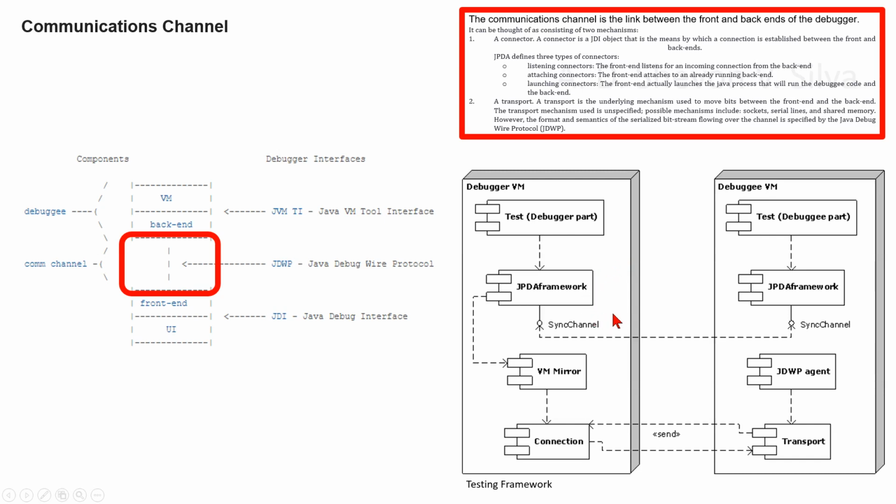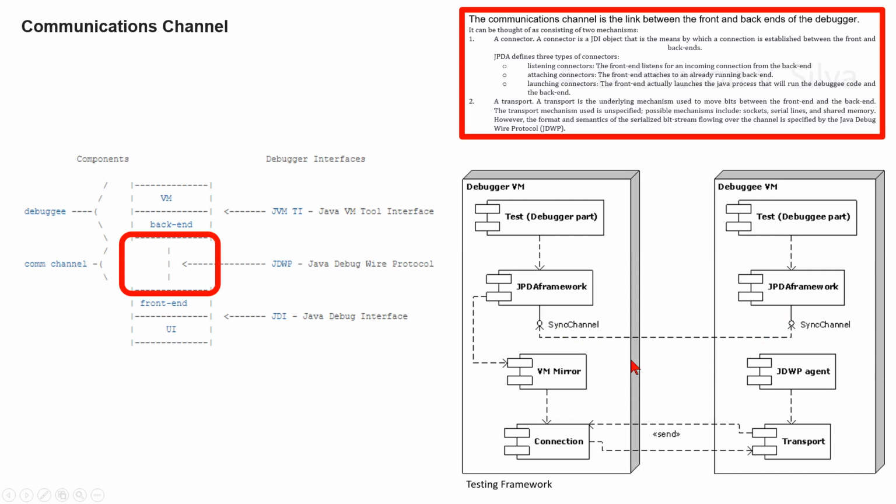One, the JUnit framework launches a test that initializes the JPDA testing framework. Two, the JPDA framework starts the target JVM with the specified configuration and establishes a JDWP connection using a default or specified transport. Three, a synchronization channel is established between the debugger and the debuggee virtual machine if required.